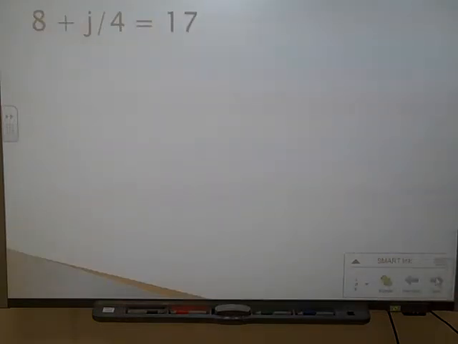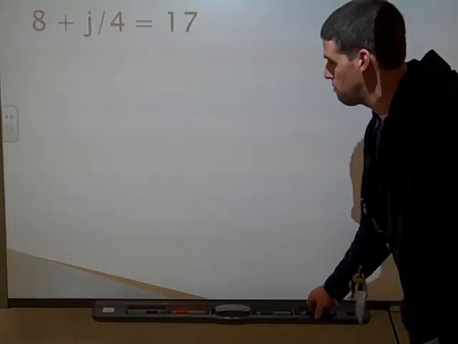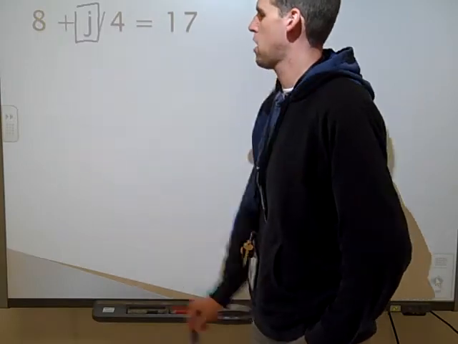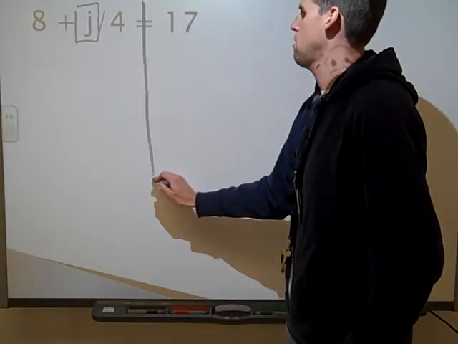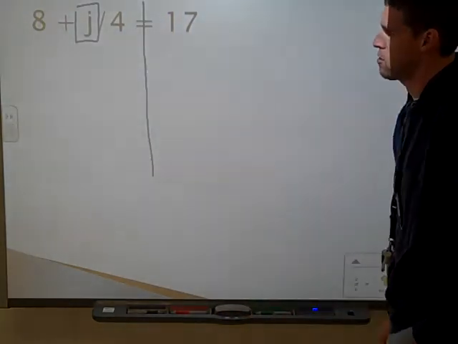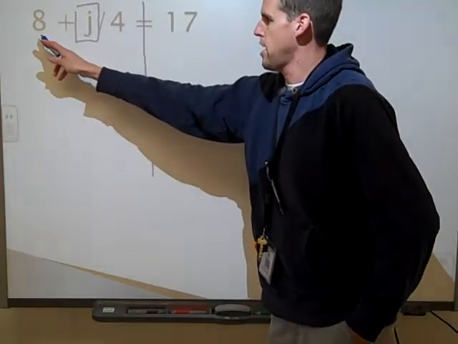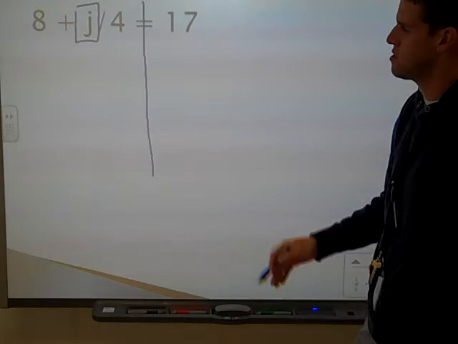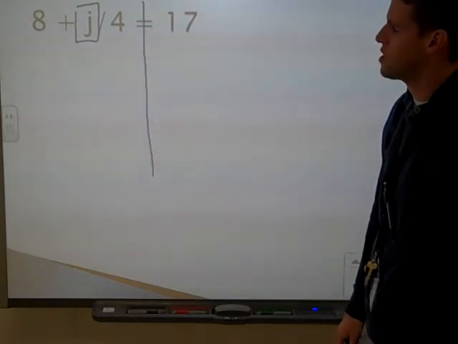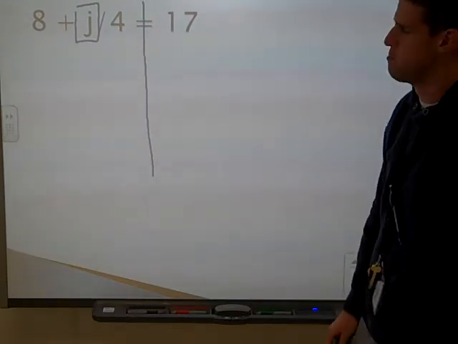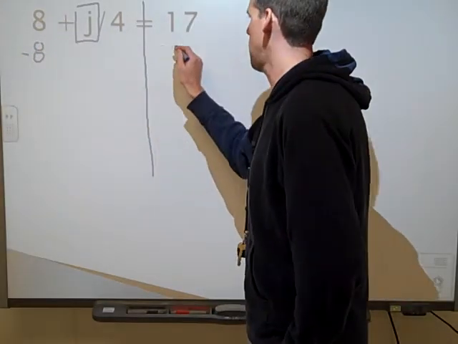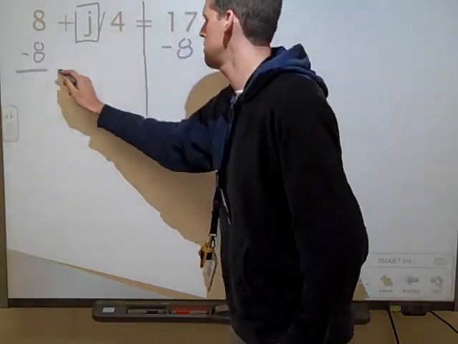So our first problem is 8 plus j divided by 4 equals 17. To go ahead and follow my steps again, I'm going to box my variable, draw a line down my equal sign. Okay, so I have the 8 and then I have a j divided by 4. Again, I'm going to do the opposite of order of operations. I'm going to go ahead and take care of the number that is away from my variable first. So I'm going to subtract 8. Again, I have to do it on both sides.